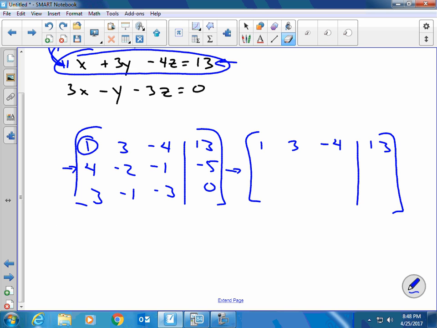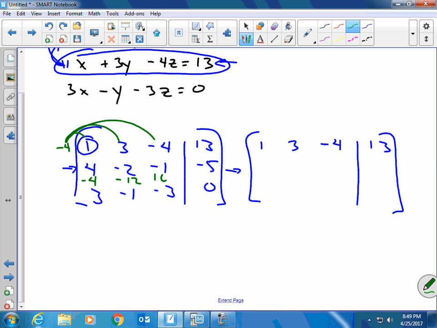Let's cancel the 4. And the middle row is the messiest one because there's really nowhere to write your multiplication. So I'll use a different color to show what I'm doing. I'm going to multiply the first row by a negative 4. Negative 4 times 1 is a negative 4. Negative 4 times 3 is a negative 12. Negative 4 times negative 4 is 16. Negative 4 times 13 is a negative 52.